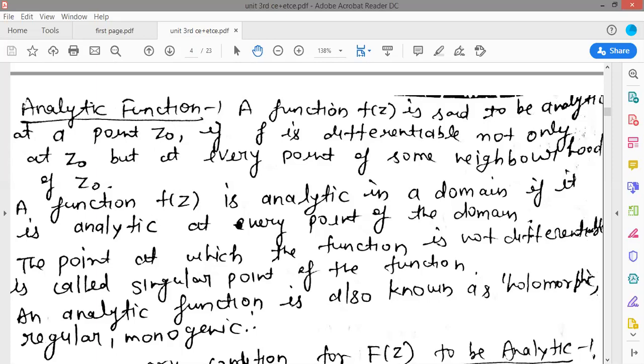A function f(z) is analytic in a domain if it is analytic at every point of the domain. So this is another way to represent an analytic function. The point at which the function is not differentiable is called a singular point of the function. An analytic function is also known as holomorphic, regular or monogenic. We can also say an analytic function as a holomorphic function, regular function or monogenic function.